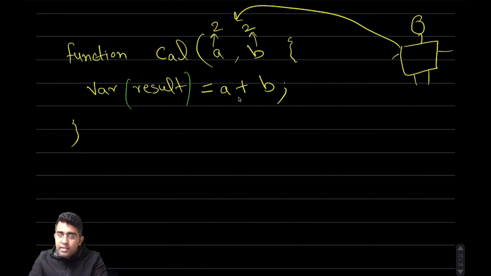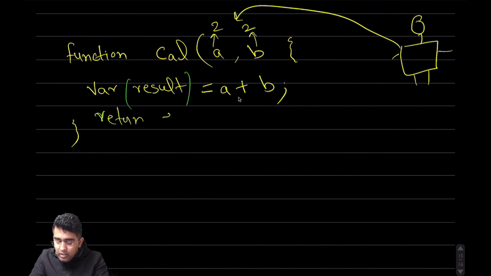But how do we get the value back? How do we get the value back from this function? We do that by using a return keyword inside the function. So if I say return, let's say return result to me.